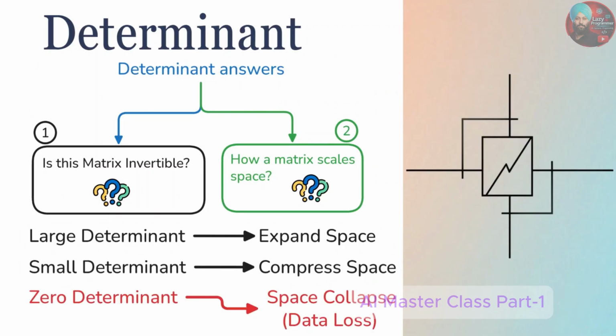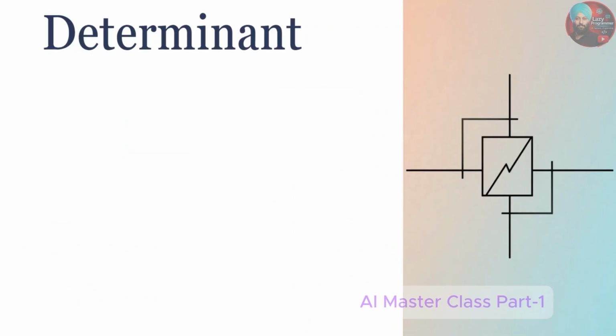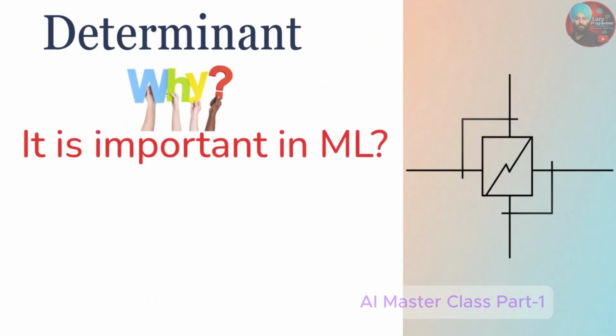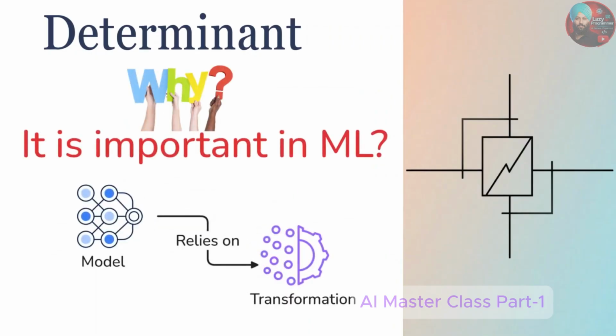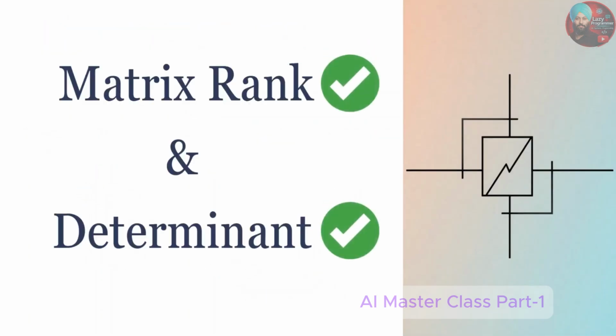Now let us understand why this matters in machine learning. Models rely heavily on transformations, and if a transformation collapses information or amplifies noise, then the model becomes unstable. So the determinant gives us an indication about our data transformations, whether they are safe or meaningful. If something suddenly becomes non-invertible, mostly it means the data has some serious issues. So rank and determinant together help us understand data quality. I hope both the concepts are clear now.